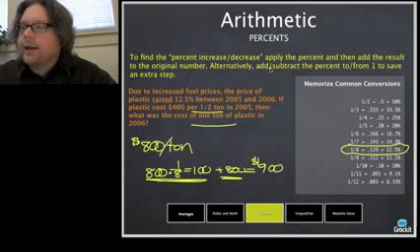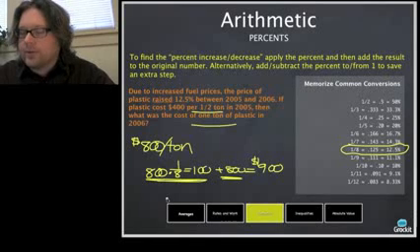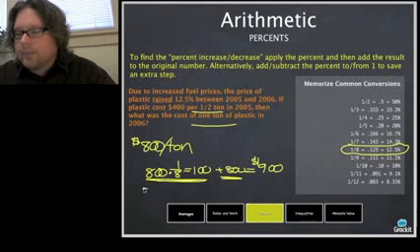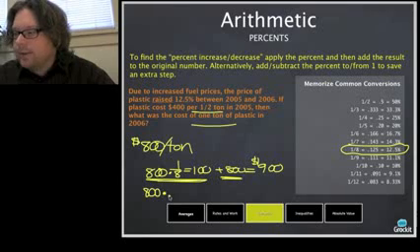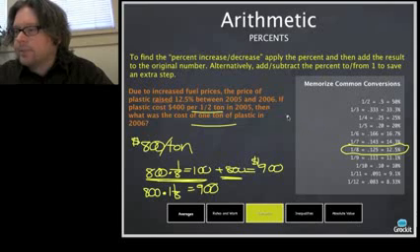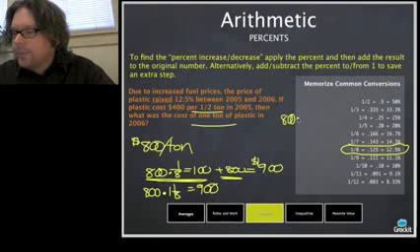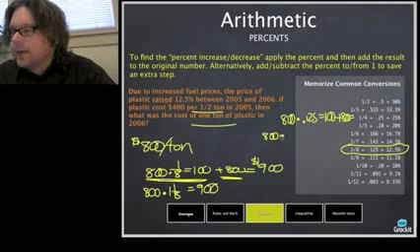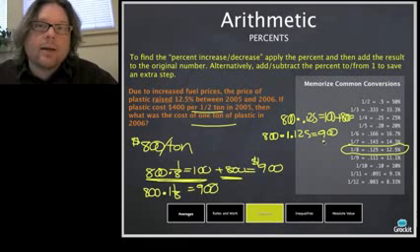Alternatively, add or subtract the percent to or from 1 to save an extra step. This would be multiplying it times 1 1/8. It's already got the 100% built in. 800 times 1 1/8 will equal 900. And if we had done this with decimals, it would have been 800 times 0.125 equals 100 plus 800, and so we would have gotten all the way to the answer. Or we would have done 800 times 1.125 equals 900. So this is what it's talking about, saving a step.